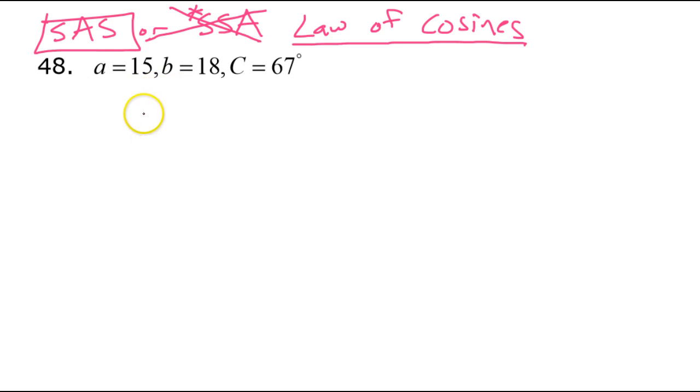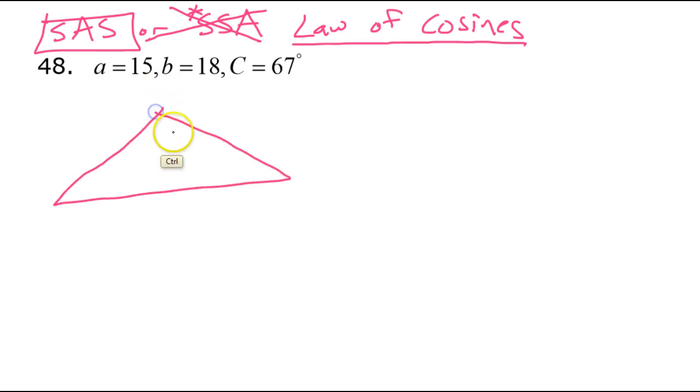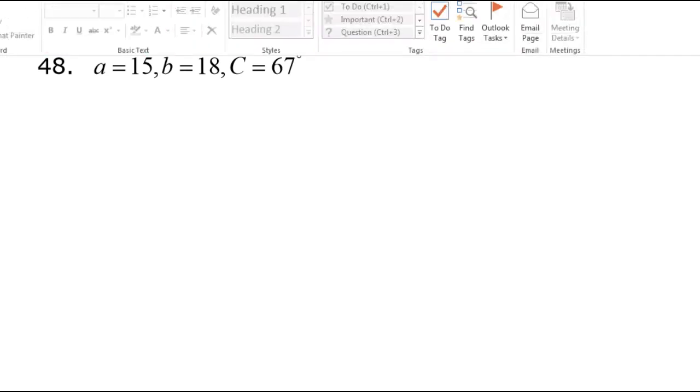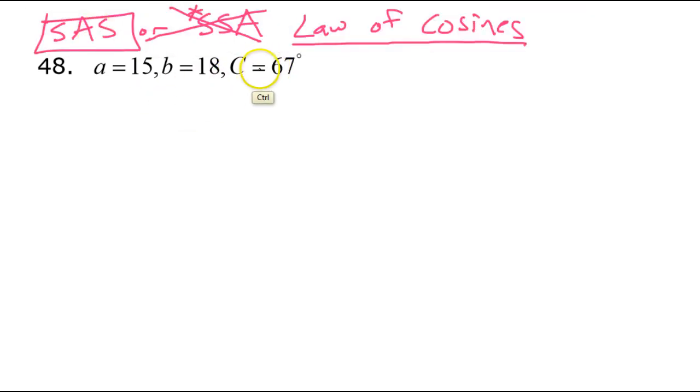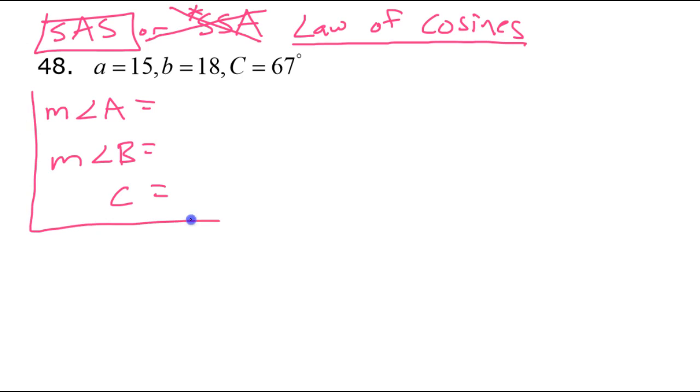So let's go ahead and just draw a picture so we have something to look at. Okay, actually, you know what? I'm not going to draw a picture. When I'm doing the law of cosines, I don't really need a picture. Okay, so let's write down all of the things I need. I need the measure of angle A. I need the measure of angle B. And I need the length of side C. So this is my answer box that I'm getting ready.